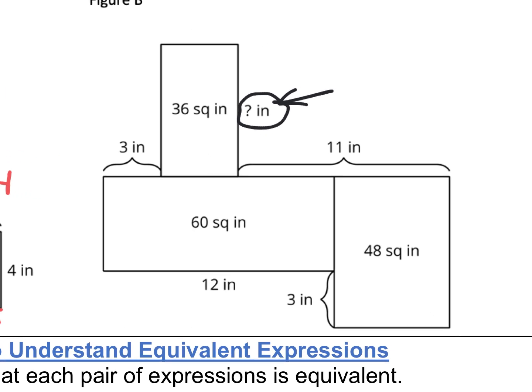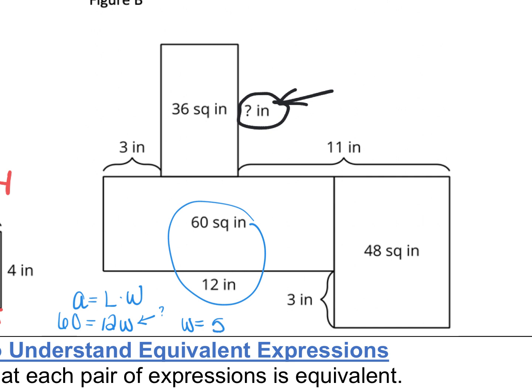Now this one's unique, right? Now we're working backwards. Now that we know that area is length times width, we want to figure out how I got certain areas. So for instance, I happen to just start right here. If my area is length times width, I happen to have an area of 60 and a length of 12. So what could the width be? I would divide both sides by 12 and the width would be 5. So I now know that this is 5.